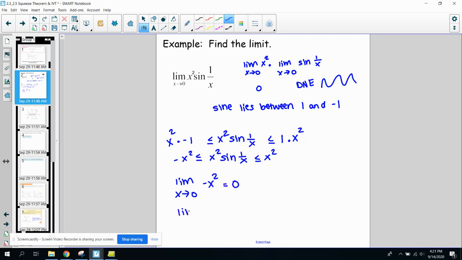I'm going to do the same thing with the other side. So the limit as x approaches 0 of x squared. And again, I'm going to plug in 0 and I get 0. So based off of the fact that they both equal 0, I'm going to say, therefore, the limit as x approaches 0 of x squared sine of 1 over x is equal to 0. So the limit would be 0 since the first function was 0 and the last function was 0. So the one sandwiched in between must also be 0.